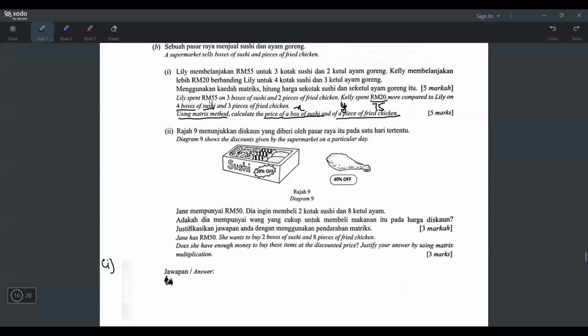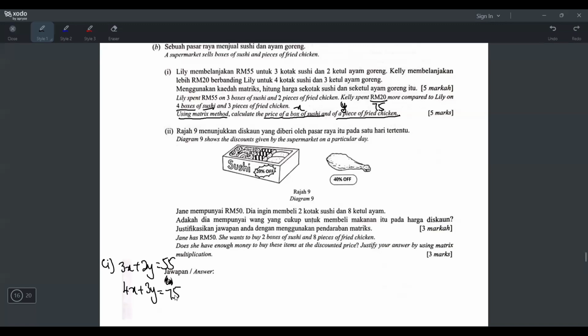So read again. Lily spent 55 on 3 boxes of sushi and 2 pieces of fried chicken. But 1 box of sushi costs RM x, so if you buy 3 boxes, it will be 3x. Plus 1 piece of fried chicken costs RM y, but she buys 2 pieces, so 2y, and the total is RM 55. Another one is Kelly, which is 4 boxes of sushi, so 4x plus 3y lah, and then equals to 20 ringgit more, right? So 55 plus 20 is 75, right?